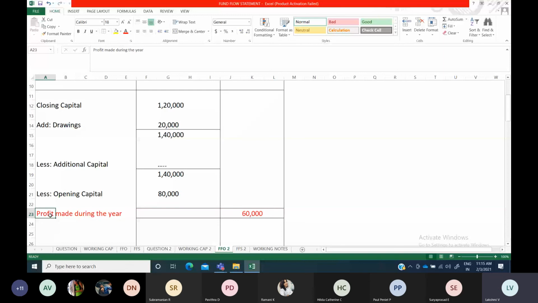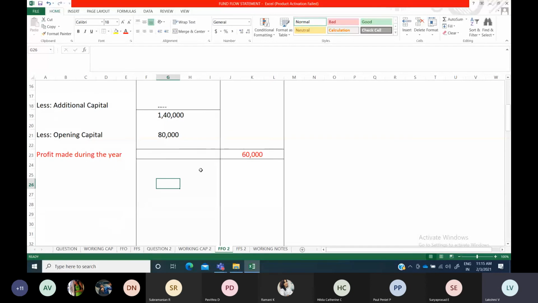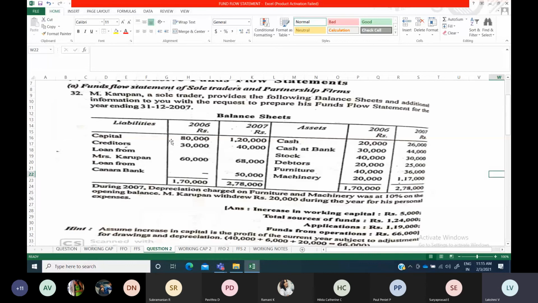Okay, so net profit for that year. From this only, you have to start preparing your funds from operation calculation. As you know, if profit and loss account information is given in the balance sheet, you will go for adjusted P&L. If net profit information is given in the question, or if you are calculating net profit, you have to follow only the statement method.